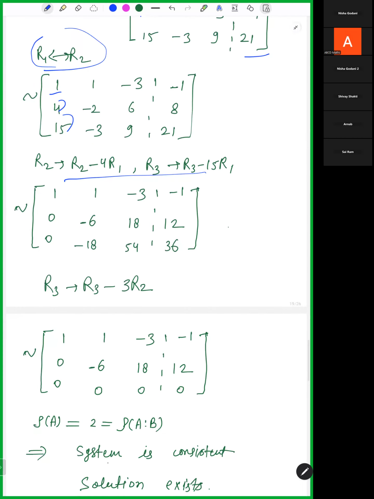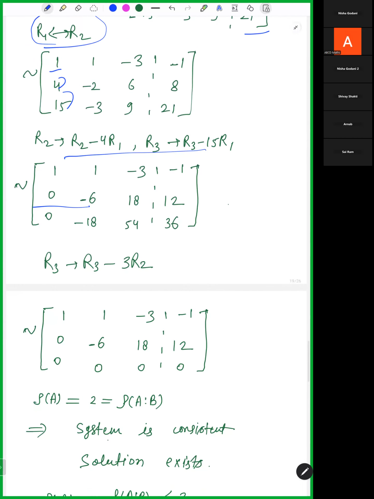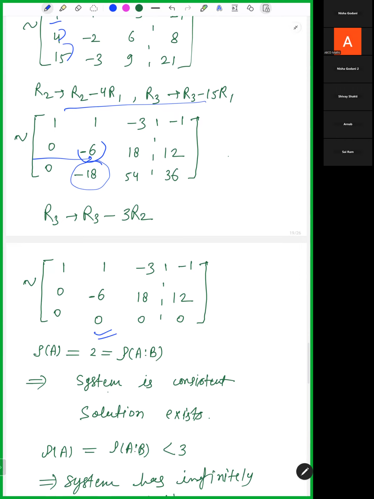Then if we move to row 2, you will see that here is -6 and here is -18. So -6 and -18 are multiples. So without making this -6 a 1, you can directly make this -18 a 0. So I have done it directly. Or you can also divide R2 by -6. It will give you 1 because -6, 18, 12 are multiples of 6 or -6. So you can get 1 by dividing also, but I have done it directly.